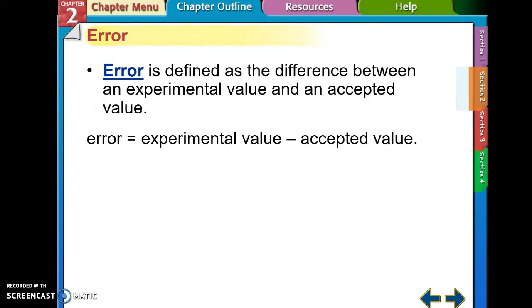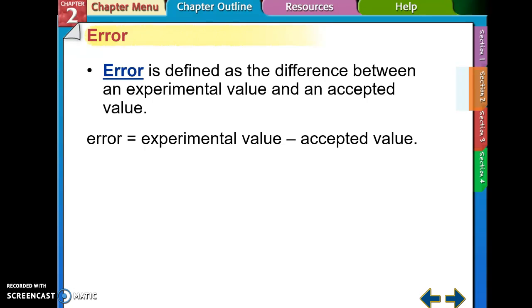Welcome to video 2.6. Today we're going to talk about error and percent error. Error is defined as the difference between an experimental value and an accepted value. Mathematically, that looks like experimental minus accepted equals error.